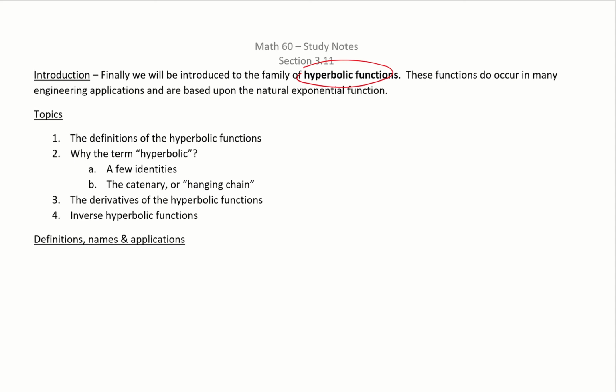I better get my drawing thing going on here. All I have is red for some reason. All right, cool.